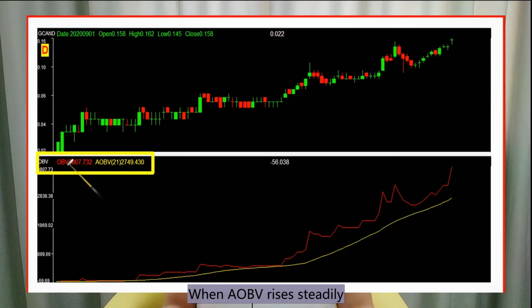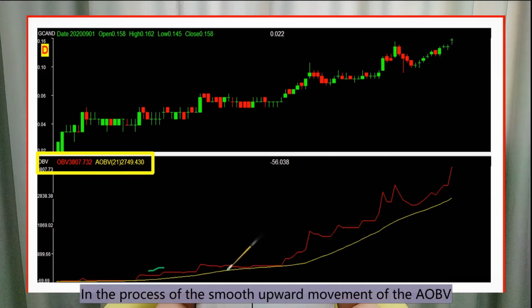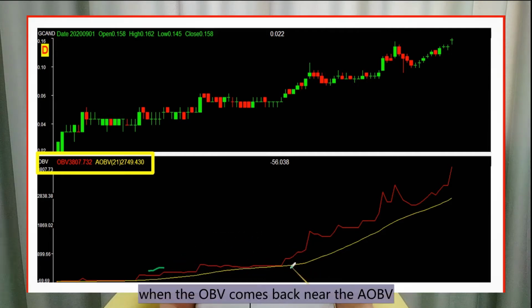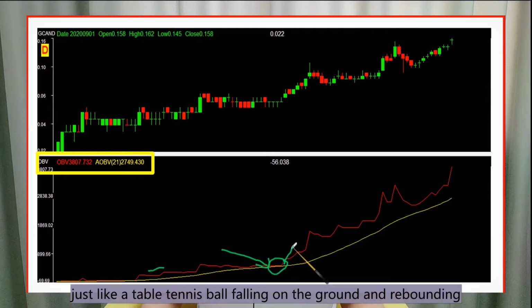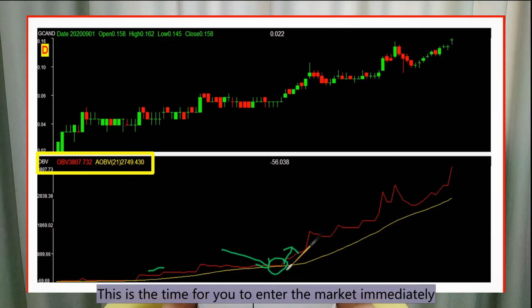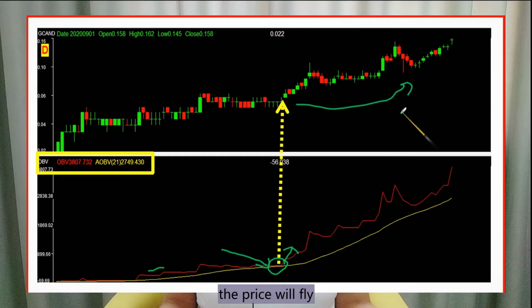When AOBV rises steadily, this is the premise to make this indicator more accurate. In the process of the smooth upward movement of the AOBV, when the OBV comes back near the AOBV, it gently touches the AOBV and starts to turn upward, just like a table tennis ball falling on the ground and rebounding. This is the time for you to enter the market immediately, and then you can realize your dream. Once you buy, the price will fly.